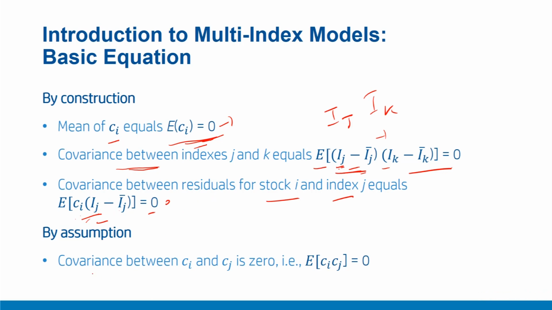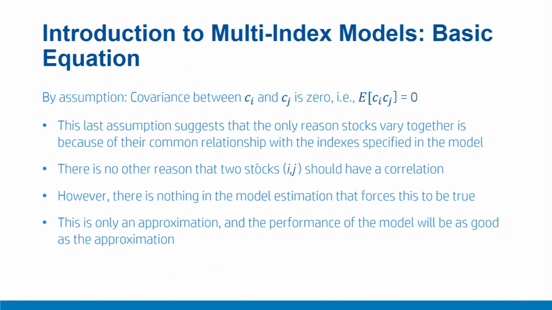Last and a slightly more difficult term: the covariance between error terms Ci for security i and Cj for security j is 0. That means the expectation of Ci into Cj is 0. Now this is a slightly tricky term, as we will see. This last assumption, that the covariance between Ci and Cj is 0, is very important for multi-index models. It suggests that the only reason stocks vary together is because of their common relationship with the indices specified in the model, that is Ij's. And therefore there is no other reason two stocks i and j should have a correlation, because all that is common to them is contained by these indices that we have modeled.